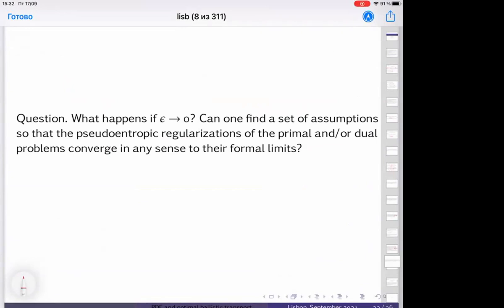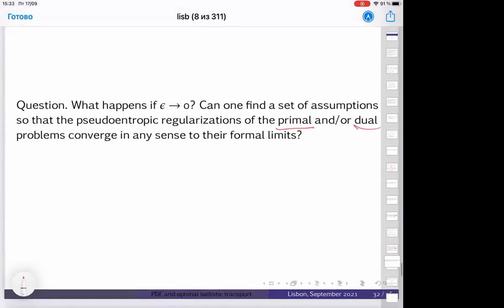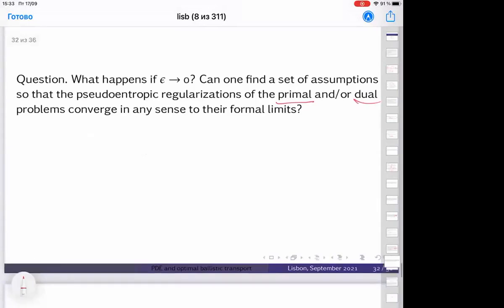You can actually ask this question for the primal problem and for the dual as well. And these are different things, right? So, for example, it can go for the dual problem, but not for the primal one. Of course, this is quite open because this is very general.